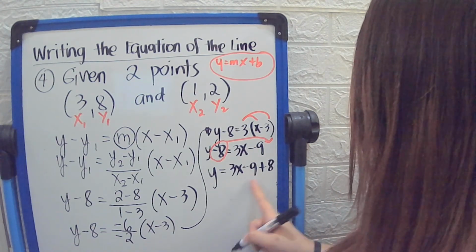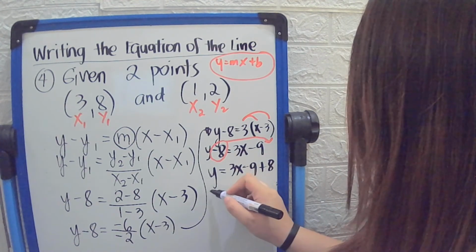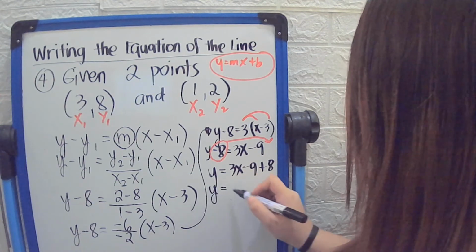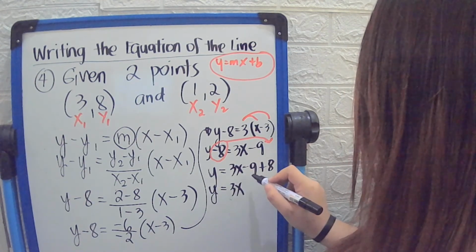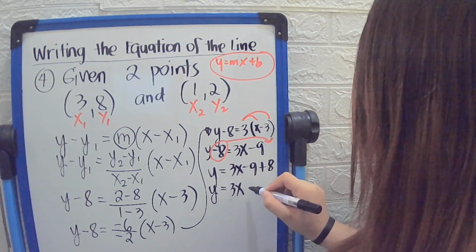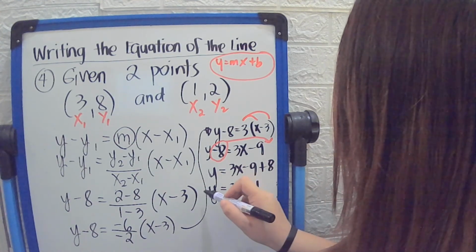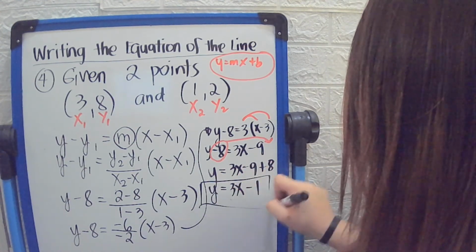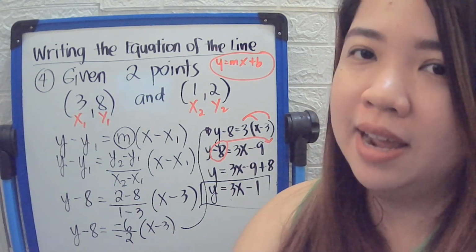Okay? So, solve mo lang to kasi sila yung like terms. So, y is equal to 3x. Negative 9 plus 8 is negative 1 or minus 1. So, this will be our equation of the line.